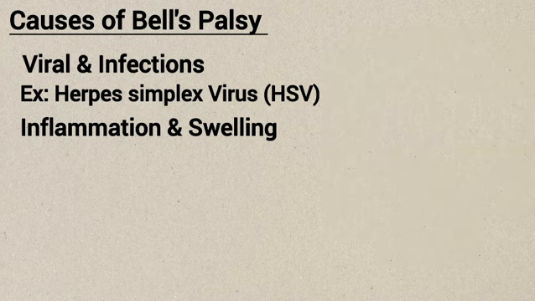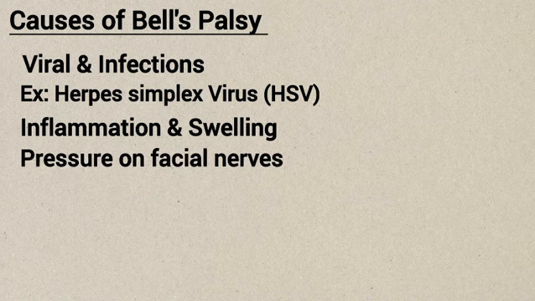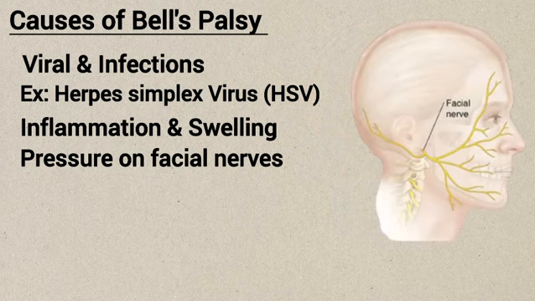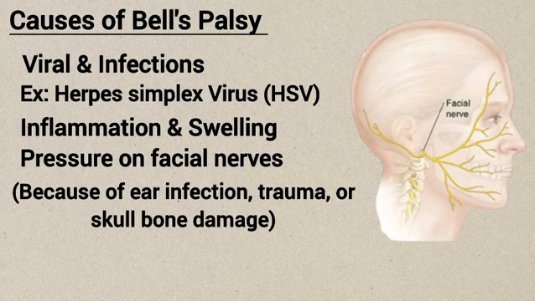More causes include pressure on the facial nerve. Pressure on the facial nerve can also cause Bell's palsy. This pressure can result from swelling caused by inflammation, or it can also be because of trauma to the head, ear infection, or infection of the skull bone near the ear from where the facial nerve starts.